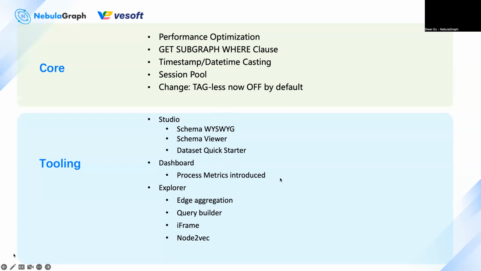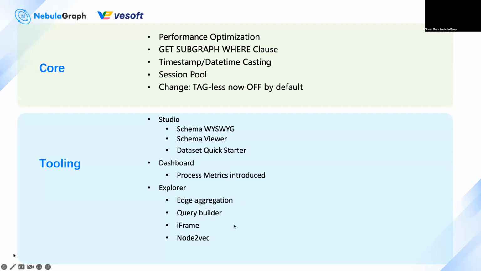On dashboard, we have a bunch of new features introduced, but some of them rely on other components, so they are not released in this cycle. Only one feature was finalized, which is the process metrics. I will show you later. It's just some metrics on a single process.